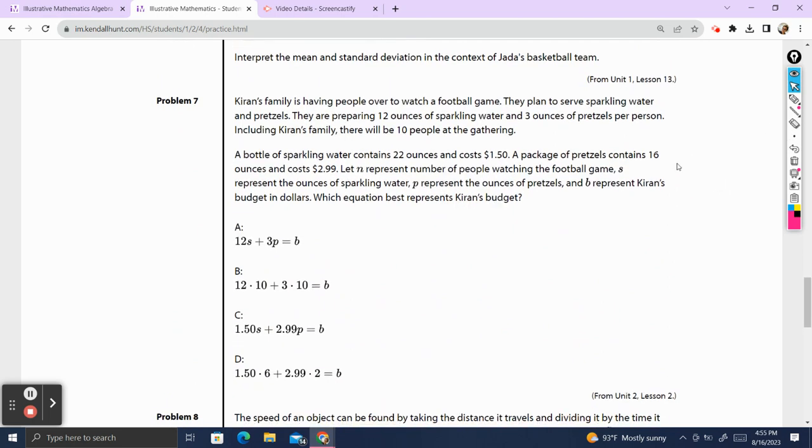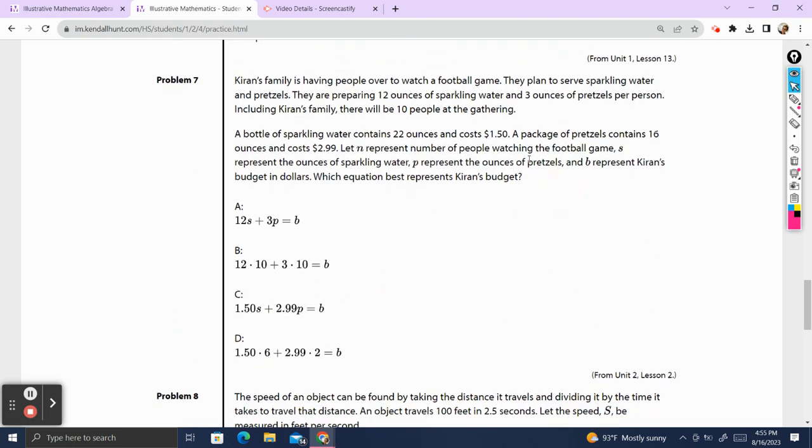Kieran's family is having people over to watch a football game. They plan to serve sparkling water and pretzels. They are preparing 12 ounces of sparkling water and 3 ounces of pretzels per person. Including Kieran's family, there will be 12 people at the gathering. A bottle of sparkling water contains 22 ounces and costs $1.50. A package of pretzels contains 16 ounces and costs $22.99.